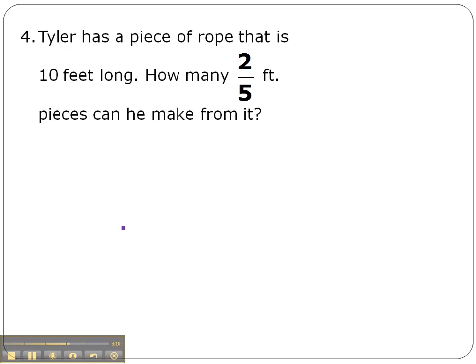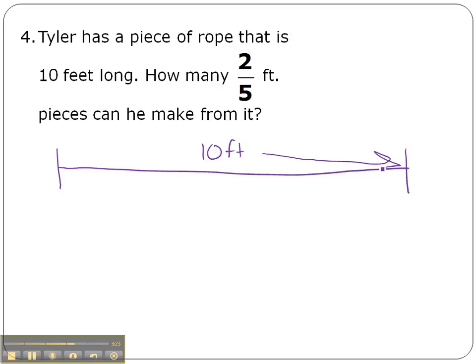Number 4. Tyler has a piece of rope that is 10 feet long. How many 2/5 foot pieces can he make from it? So let's draw a picture. Here's the rope. It's 10 feet long. We want to find out how many pieces that are 2/5 of a foot can be made from this 10-foot rope. So the first thing we need to do is figure out what operation we would use to find how many of those pieces are in 10 feet.